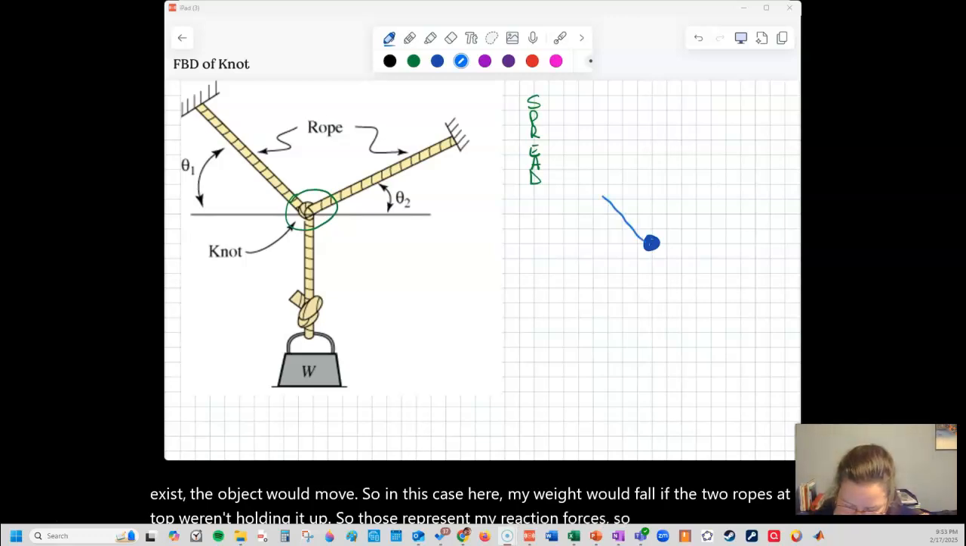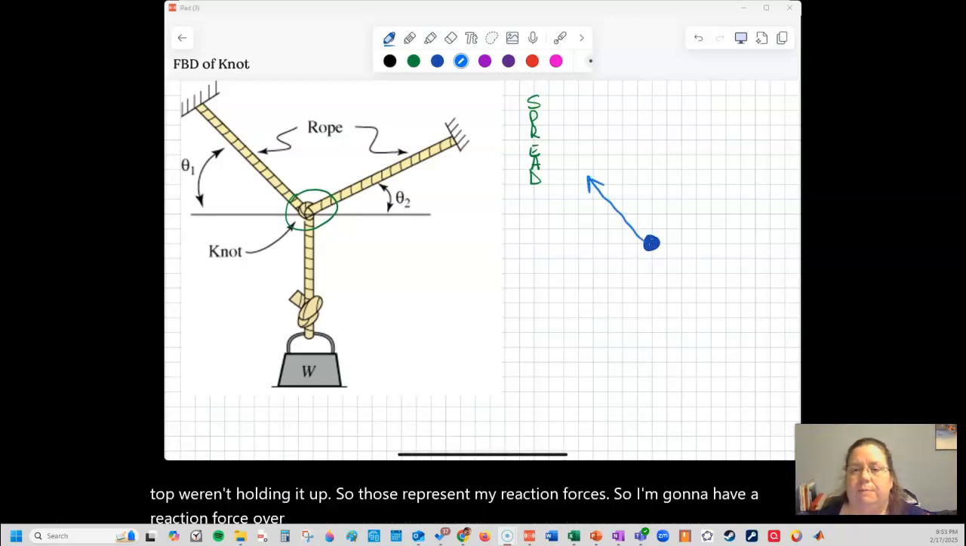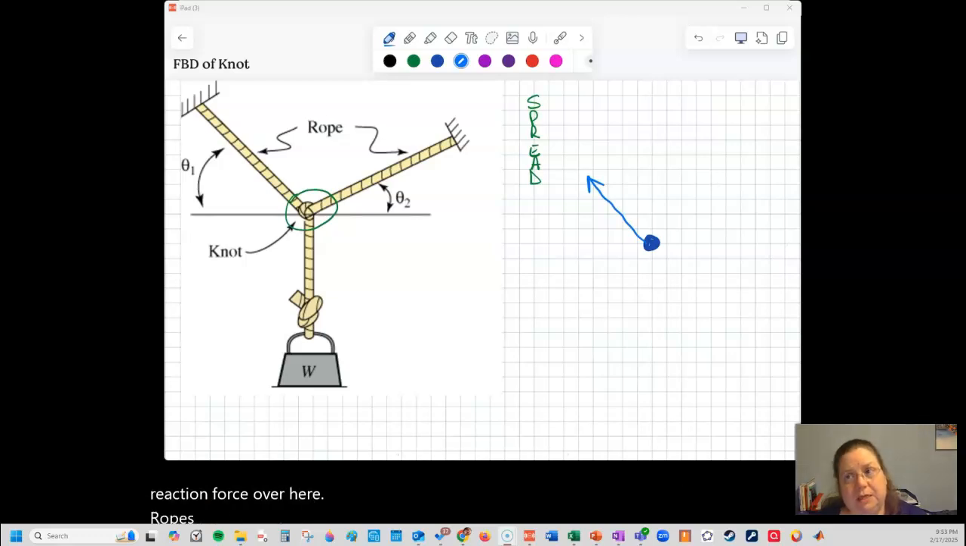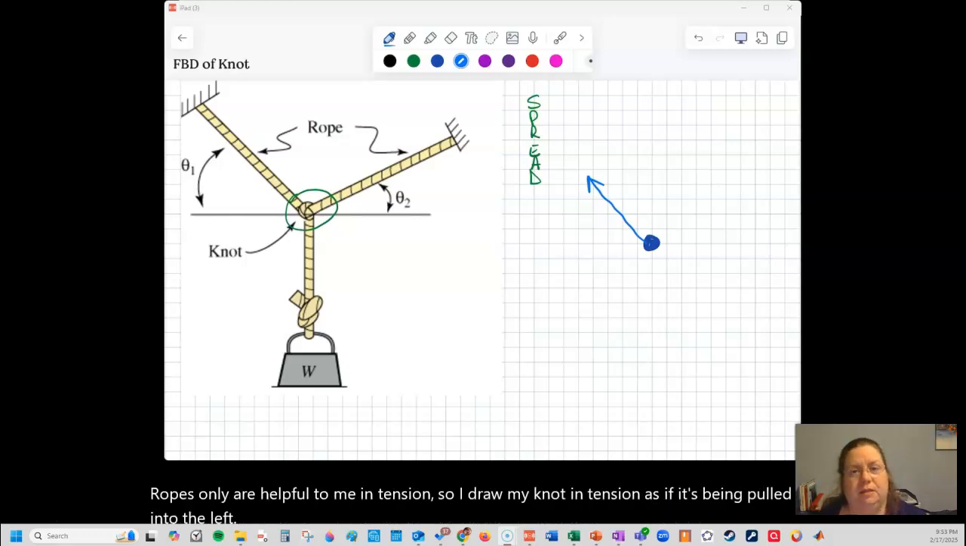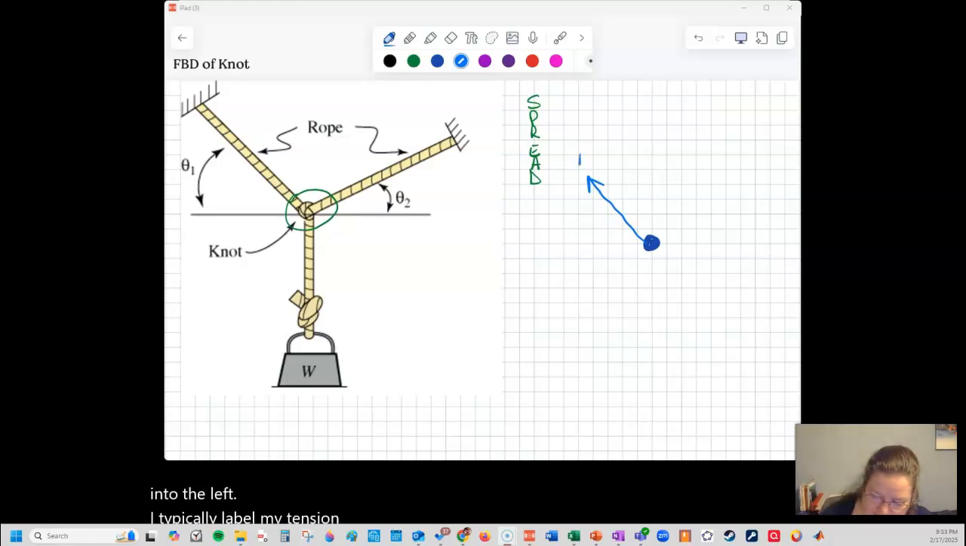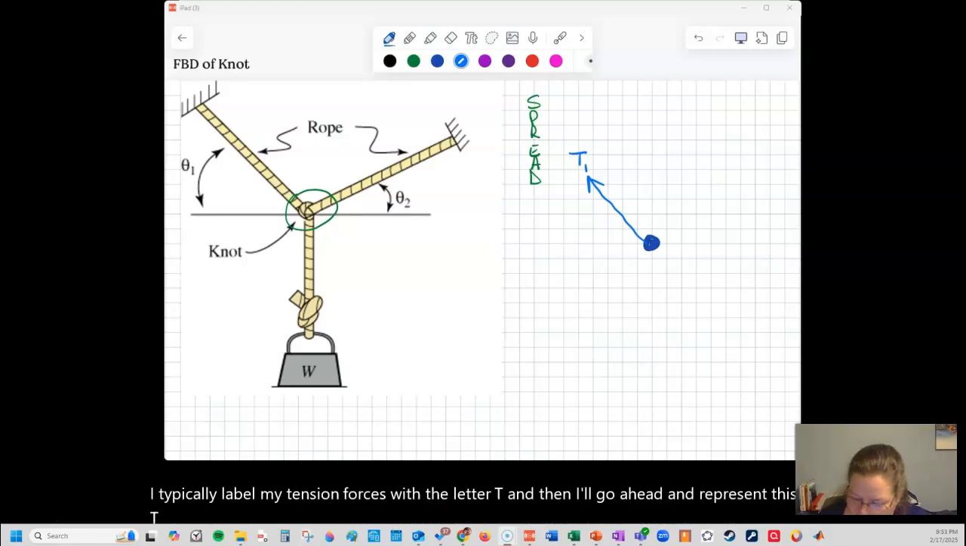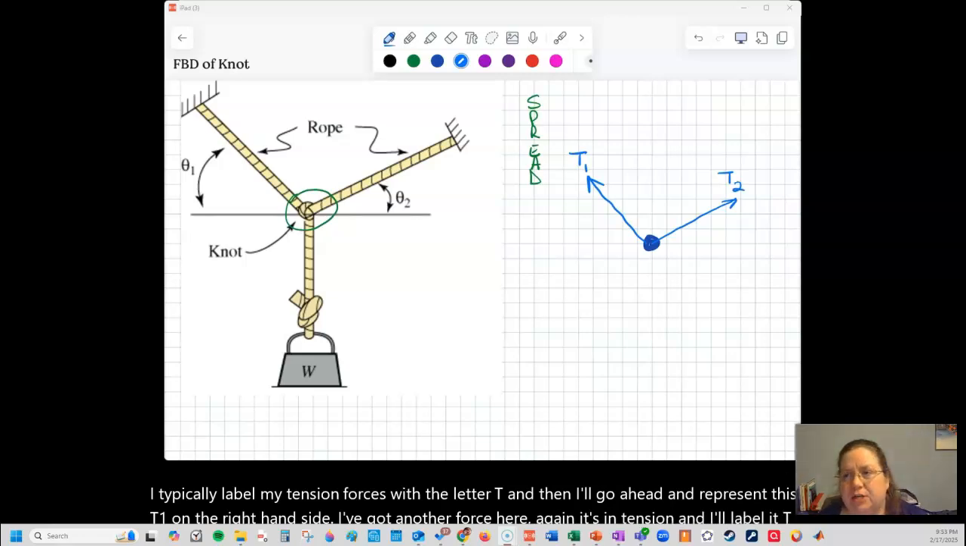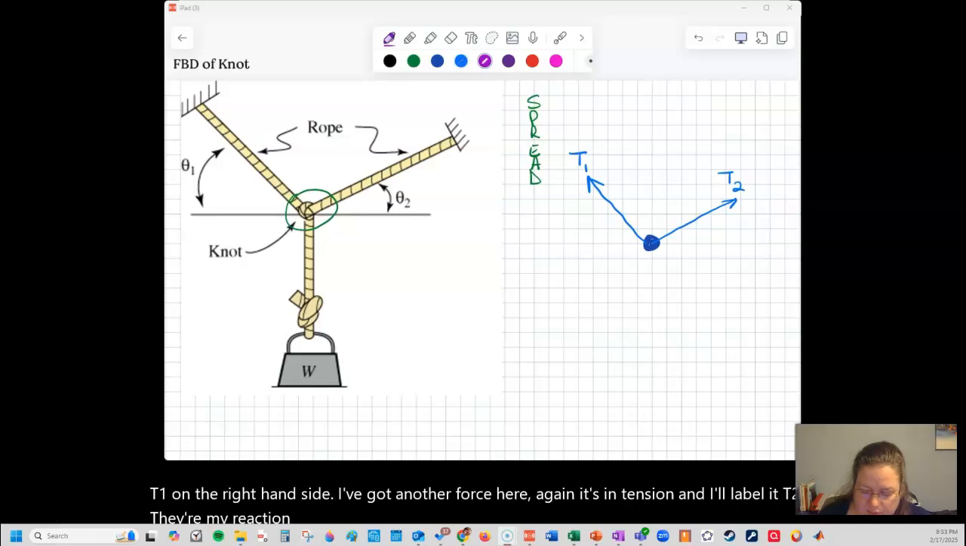So I'm going to have a reaction force over here. Ropes only are helpful to me in tension. So I draw my knot in tension as if it's being pulled up and to the left. I typically label my tension forces with the letter T, and then I'll go ahead and represent this as T1. On the right-hand side, I've got another force here. Again, it's in tension, and I'll label it T2. There are my reaction forces. E stands for external forces. These are the action forces of the action-reaction pair.